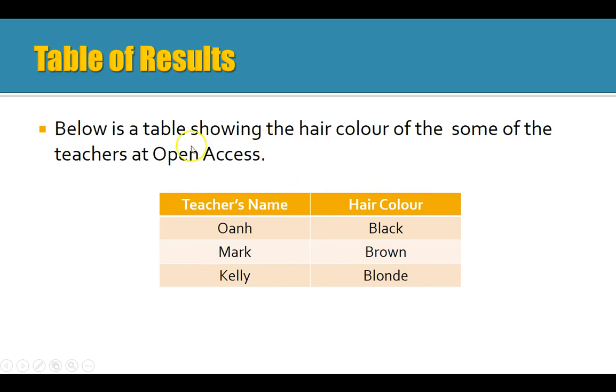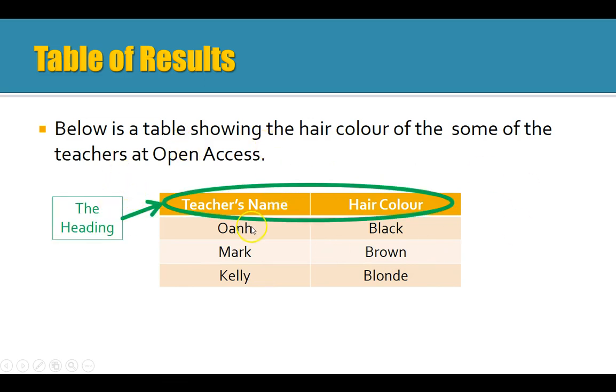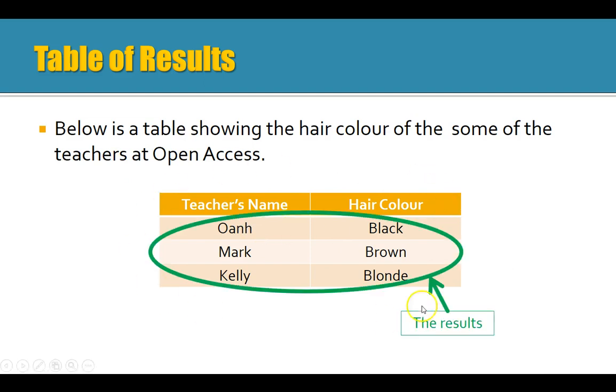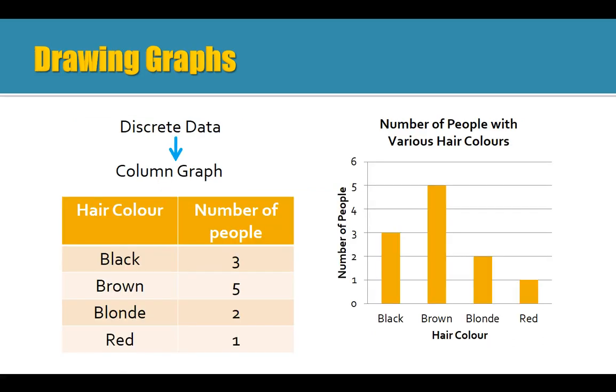Now, looking at this, we have included the heading, which is very important in a table of results. We've included the actual results, and that's what you need to include in a table of results. So if we were to go on to graph those tables of results, this is a table of results here, and then based on the type of data we have, we can then graph it.